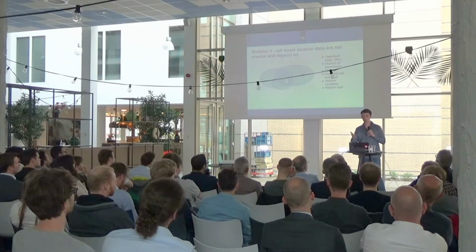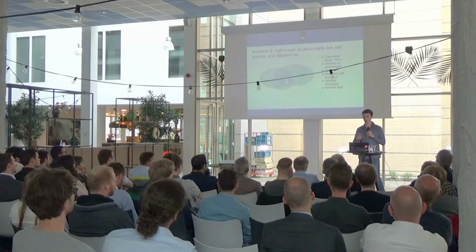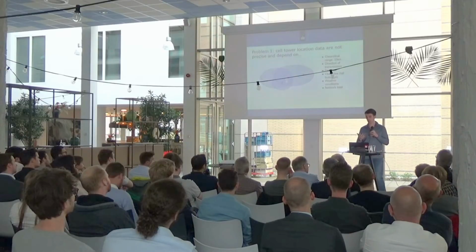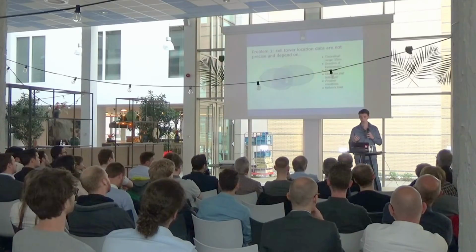And also, in theory, most cell phones have a range of 35 kilometers. So the data are really, really imprecise. That makes it difficult to determine locations with accuracy.